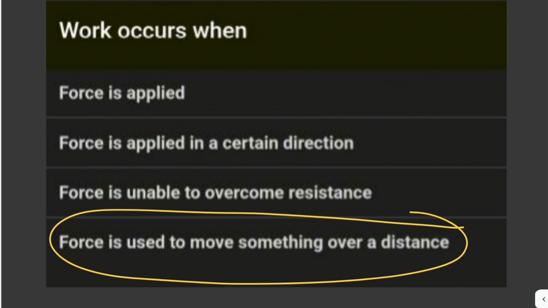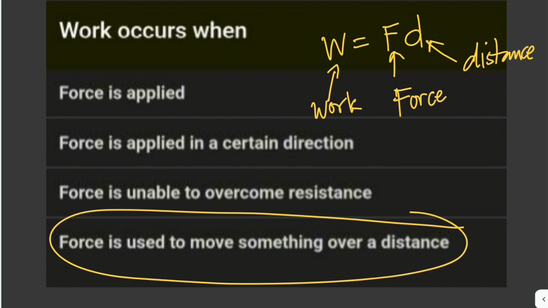So work occurs when force is used to move something, overcoming resistance, over a certain distance. And work results in movement, otherwise it is just force. And work is calculated by multiplying force by distance with this formula, W equals F times d. And this is measured in joules, while force is measured in newtons and distance is measured in meters.